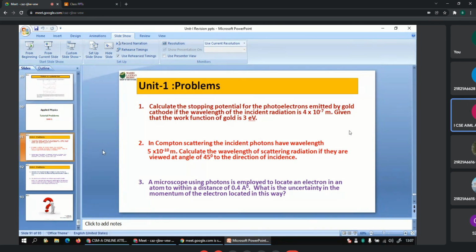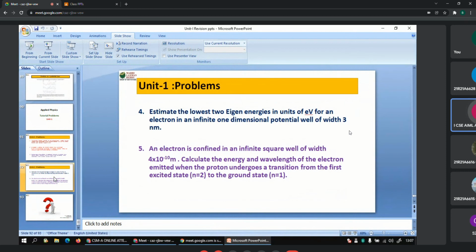Equal importance is given to the problems also. You write the theory, but a problem will also follow. It is a mandatory, compulsory question: A and B, where B is always a problem. Only a problem can be expected in B. These are the problems that can be expected under unit 1. I hope all of you have taken the screenshots or photocopies. It's up to you.